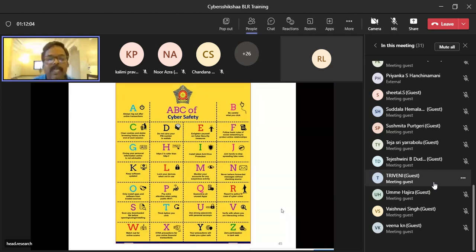And P stands for pay extra attention when using public Wi-Fi, wireless fidelity. Q stands for quarantine all unused apps. And R stands for report to police in case a cyber crime happens. S stands for scan any downloaded file before opening, using or installing. T stands for think before you click. U stands for use strong passwords with a personal acronym. V stands for verify who you are interacting with online.